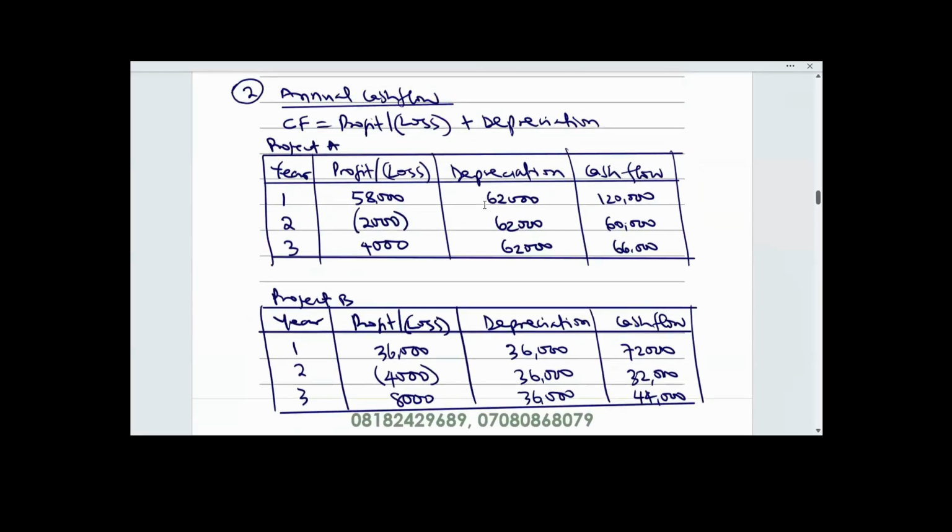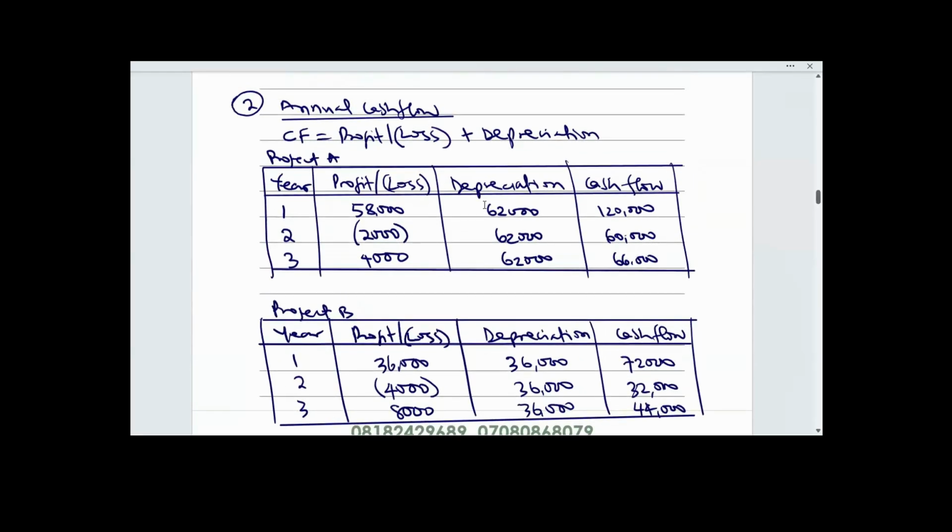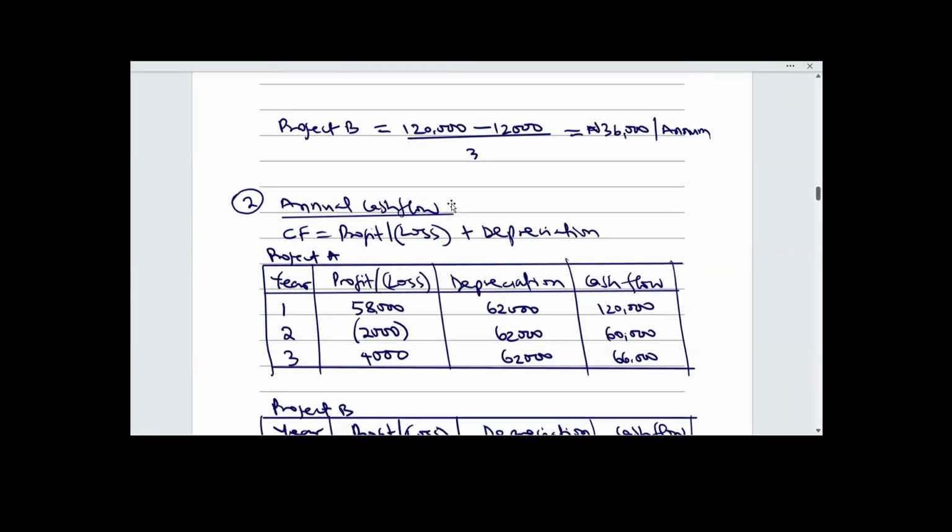So you can see now that we have converted the accounting profit or loss to cash flow, we can then proceed to calculating the NPV, internal rate of return, and then the payback period. So you may need to call these numbers for me, the cash flows. So let's go ahead and calculate our net present value.